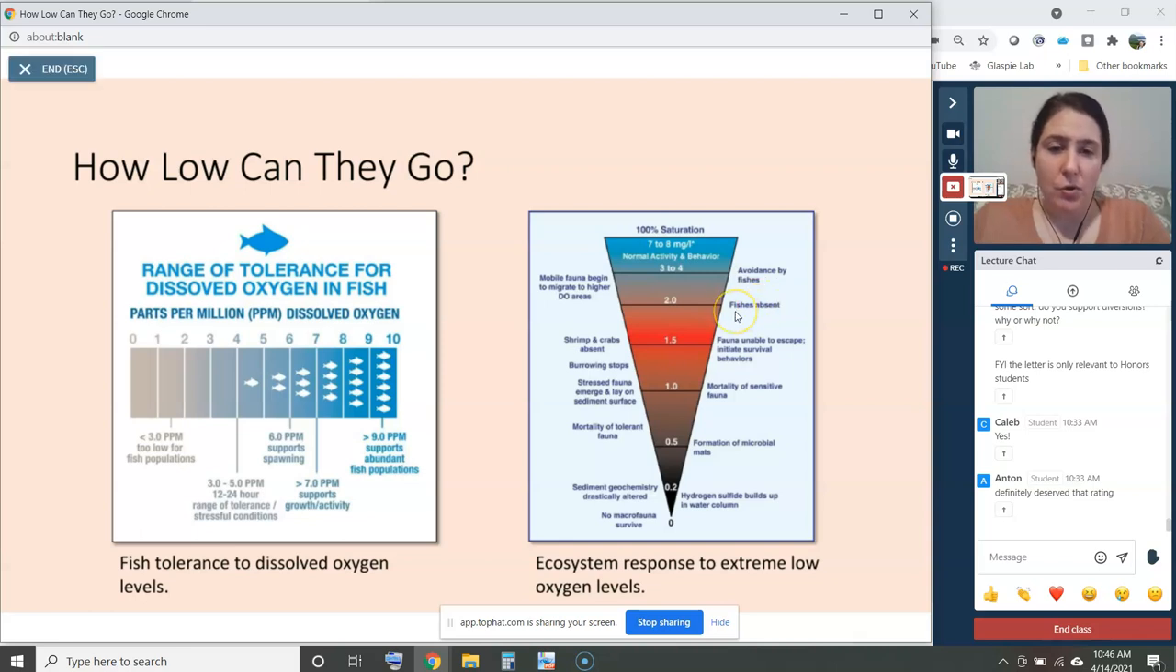At around 2, you get no fish present at all. You really won't see anything in these areas in terms of fish life. At around 1.5, you start to see shrimp and crabs disappear.